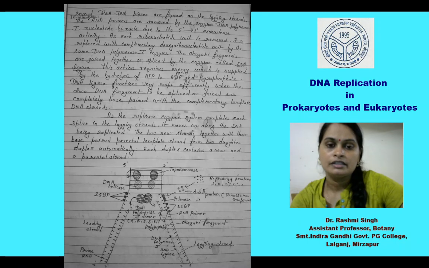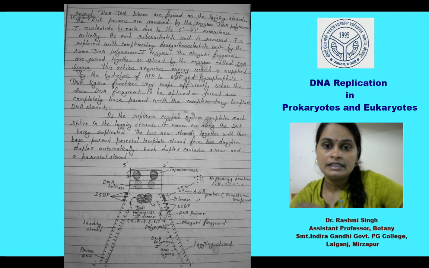First, you can see how topoisomerase untwists the DNA double helical structure and DNA helicase works to break the hydrogen bonds. After that, single stranded binding protein, SSBP, binds to each parental strand to stabilize their structure so that they never come close together and bind again. Then it is time for DNA polymerase III, a complex enzyme. It adds nucleotides in 5 prime to 3 prime direction continuously on one strand and discontinuously on another. So one is the leading strand, another is the lagging strand.